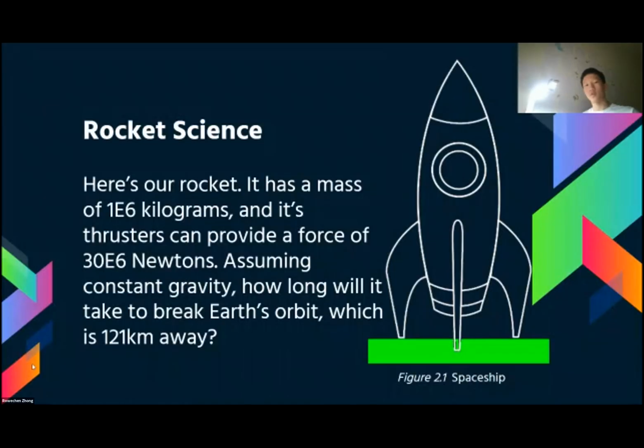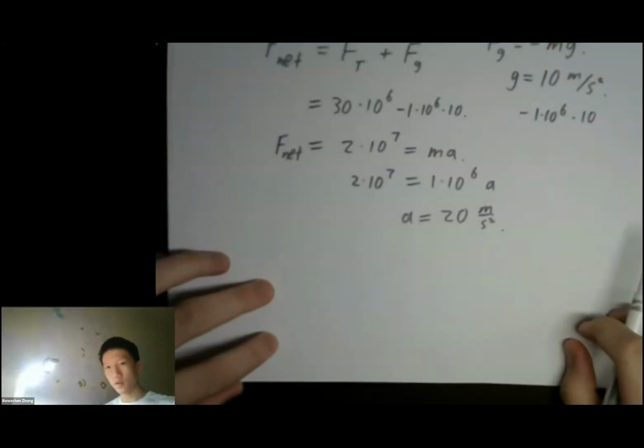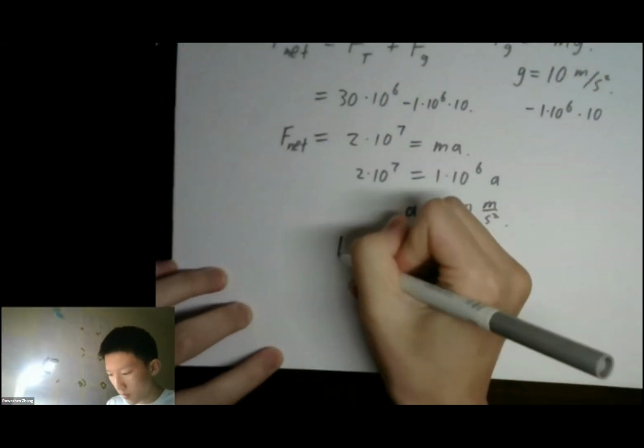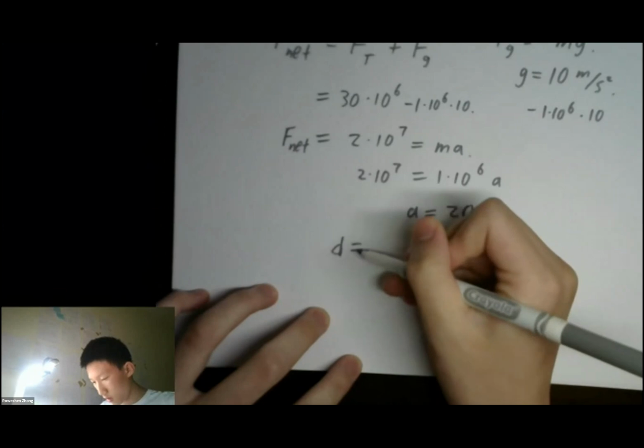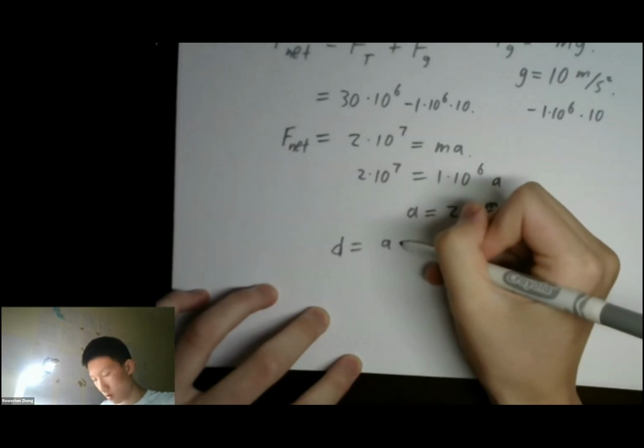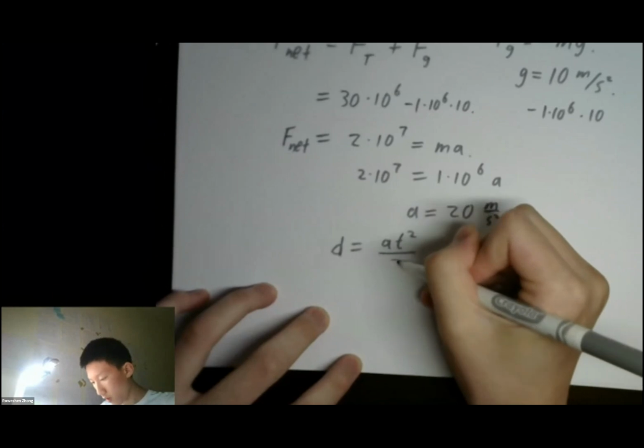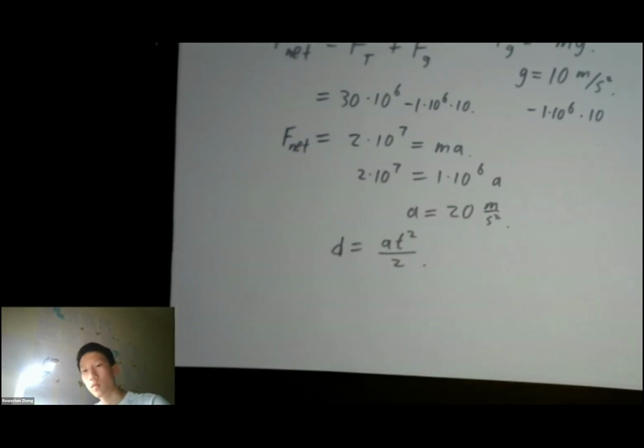That wasn't what the question asked for. The question didn't ask for the acceleration. It asked for how long will it take to break Earth's orbit, which is 121 kilometers away. The equation I gave you is distance is acceleration times time squared divided by 2. So let's plug that in. Well, distance is 121 kilometers. What's the significance of kilometers?